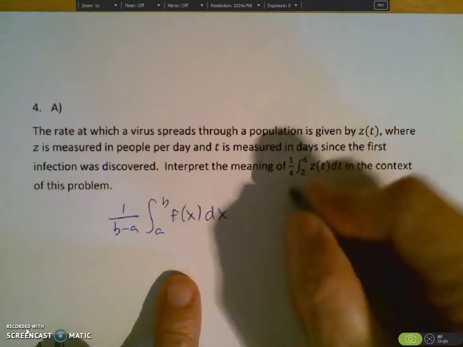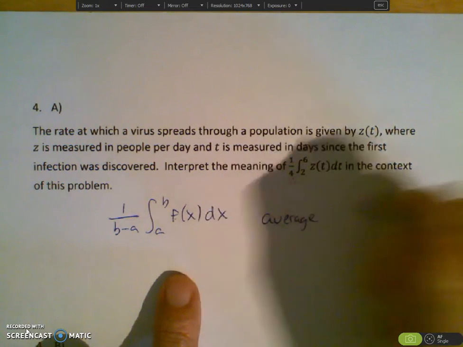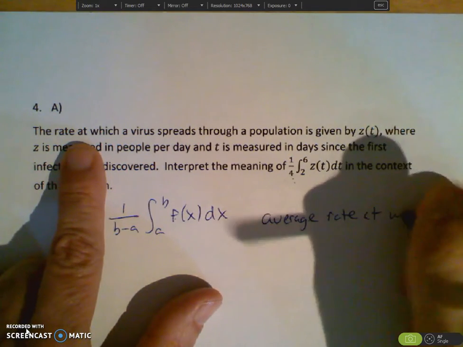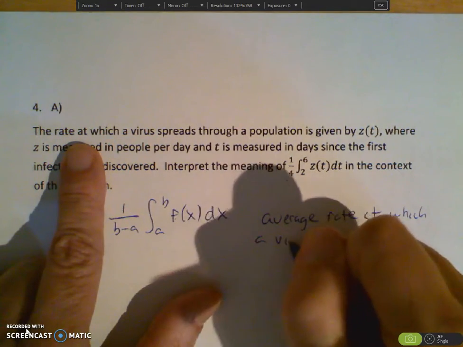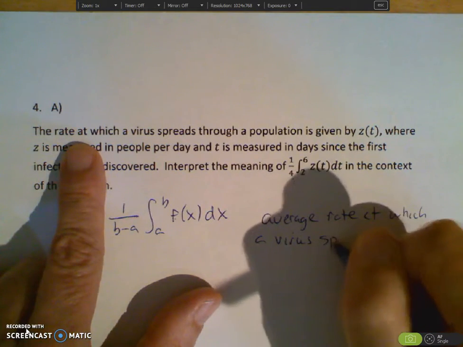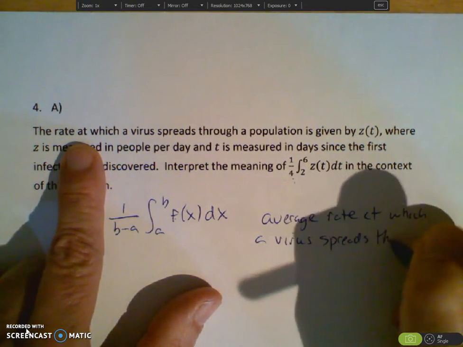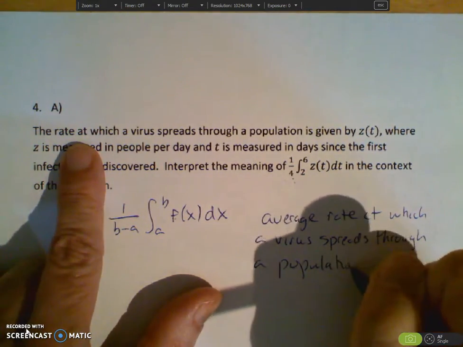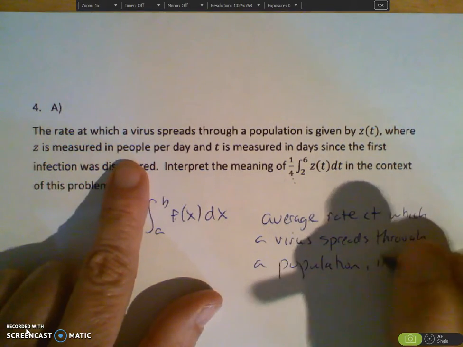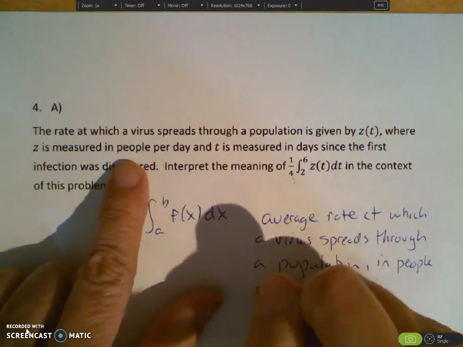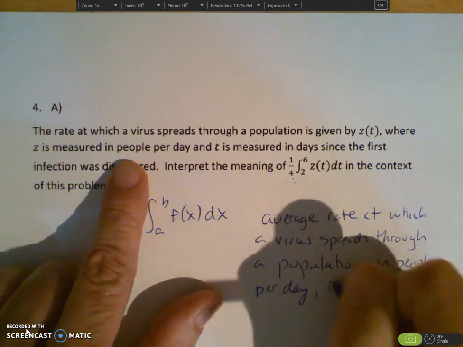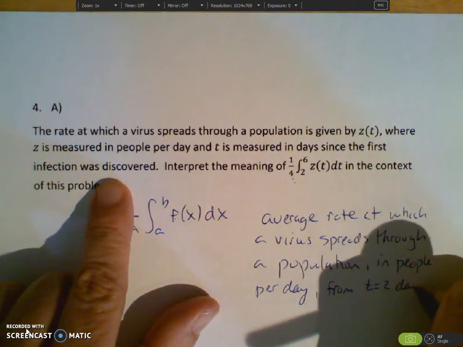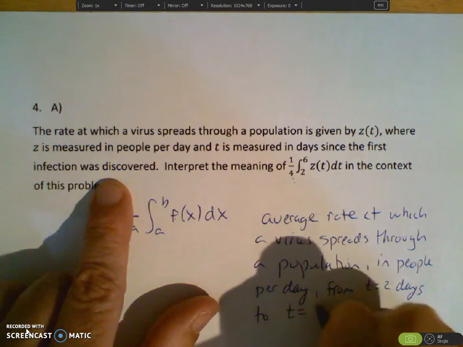This represents the average of z of t, which is the rate at which a virus spreads through a population, in people per day, from t equals 2 days to t equals 6 days.